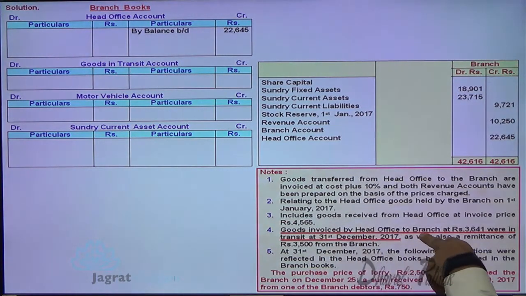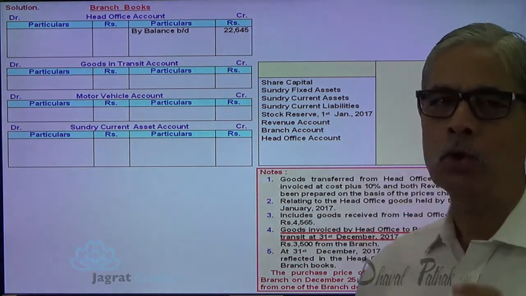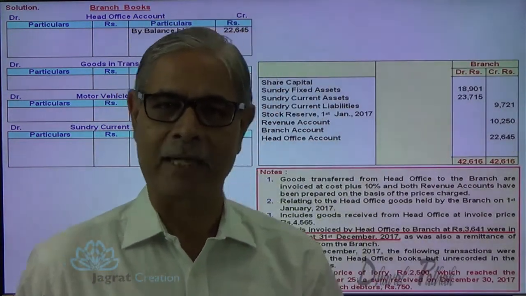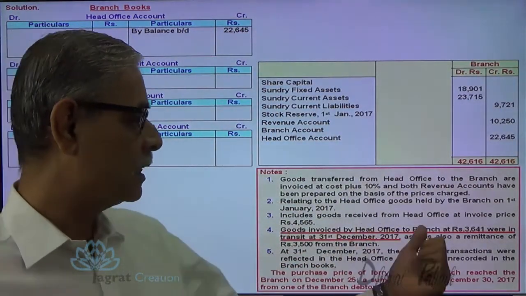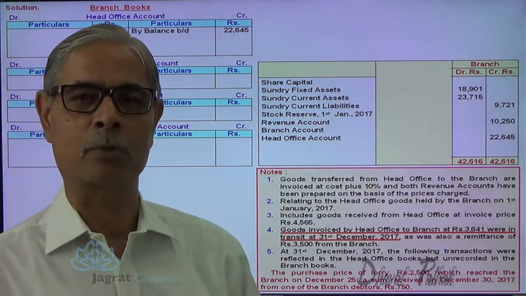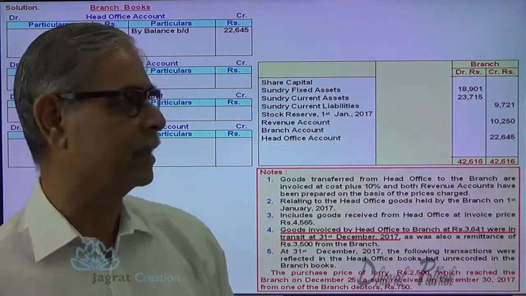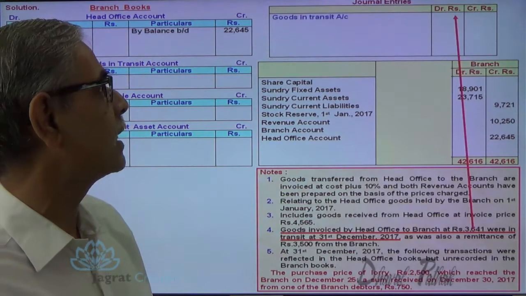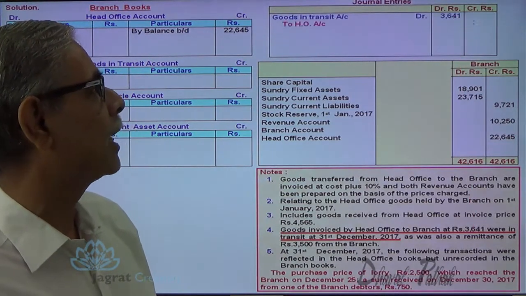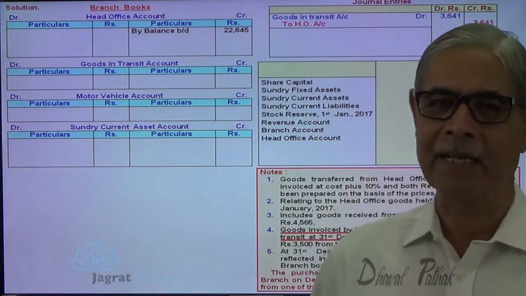Now goods invoiced by HO to branch, rupees 3645, were in transit. So goods in transit adjustment entries are to be recorded at the receiver end. As per this information, branch is the receiver end. So branch has to record the adjustment entry for goods in transit. Let me write down the journal entry for your better understanding. Goods in transit account debit to HO account credit, because HO is the giver. So this is the adjustment entry recorded.